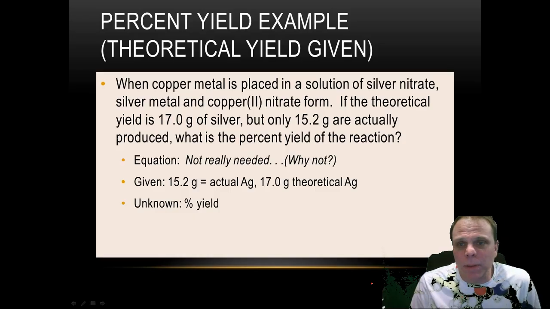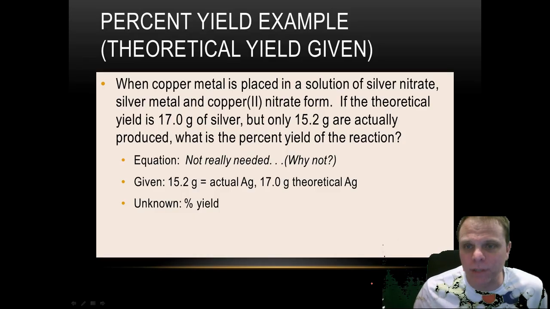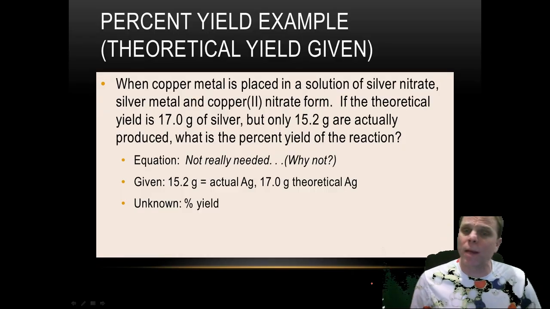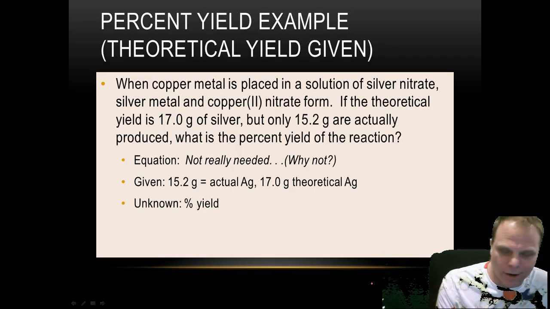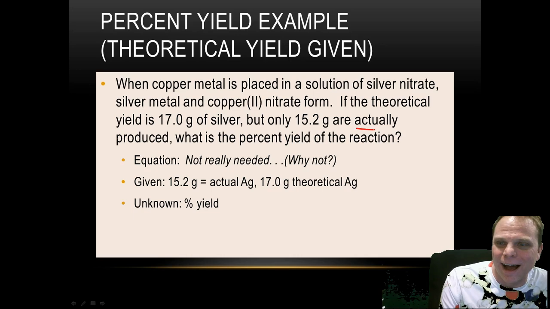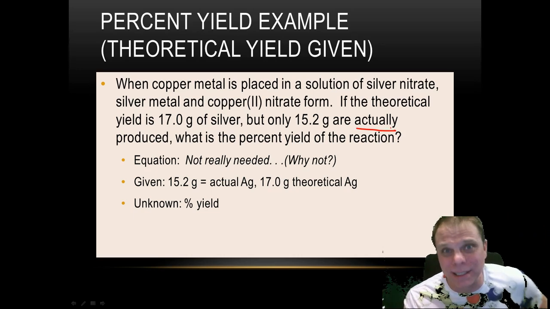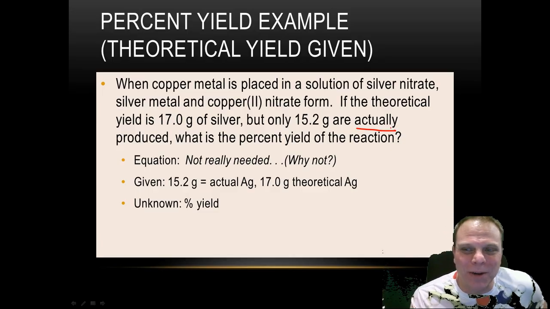When copper metal is placed in a solution of silver nitrate, silver metal and copper(II) nitrate form. If the theoretical yield is 17.0 grams of silver, but only 15.2 grams are actually, what? Actually. All right, so here's that key word. Again, we might not always give you the word actually, but if we do, it's really cool. 15.2 grams are actually produced.